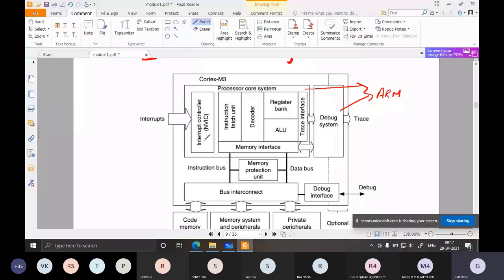So what are there in the Cortex M3 processor? If you come from left to right, first you will identify that there are interrupts, and to manage these interrupts, you can see there is a separate, dedicated hardware known as NVIC. NVIC stands for Nested Vectored Interrupt Controller. This is a dedicated separate hardware which will manage the interrupts to your system.